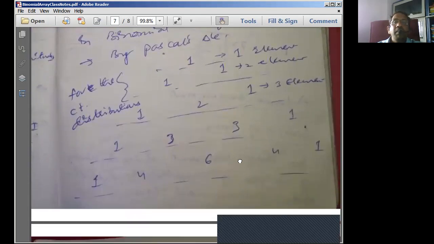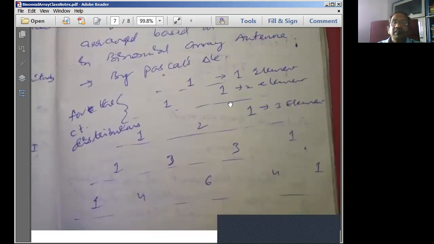Now here for the binomial array, the currents which exist inside the array elements follow a Pascal's triangle. This is what is important. So what does Pascal's triangle mean? Simply see this side: all 1 1 1 1s, so it's going to be 1 2 3 4. Similarly you're going to have 1 2 3 4 like this. So here, how do you form this Pascal's triangle?